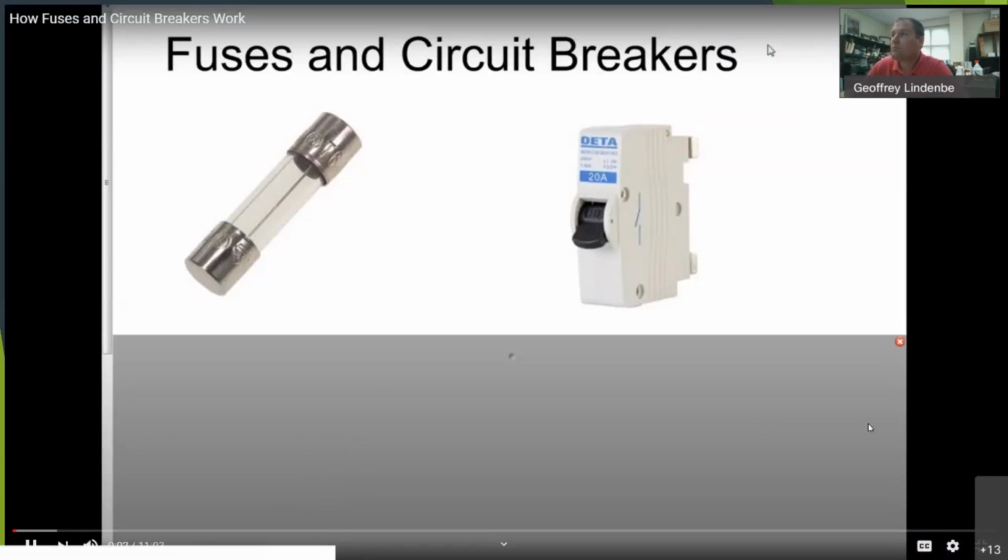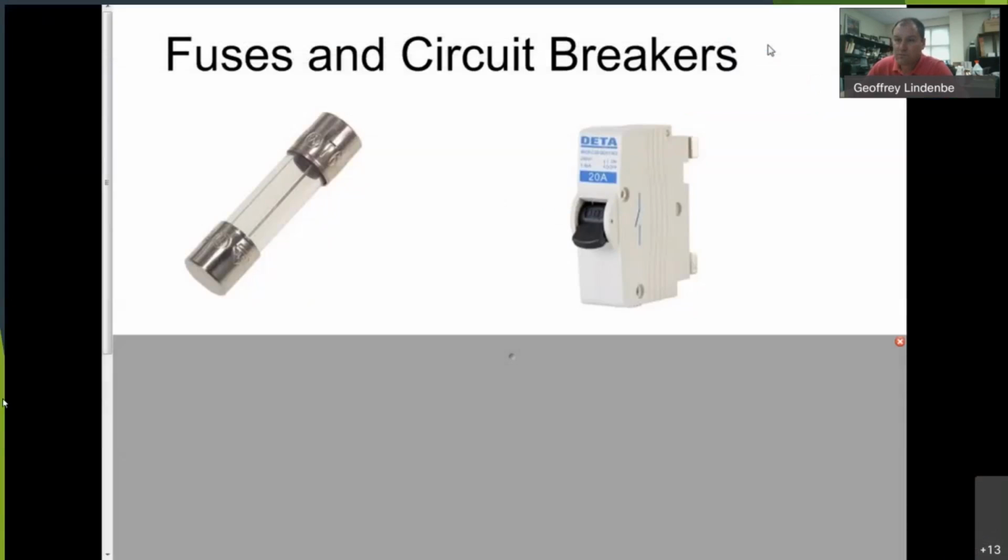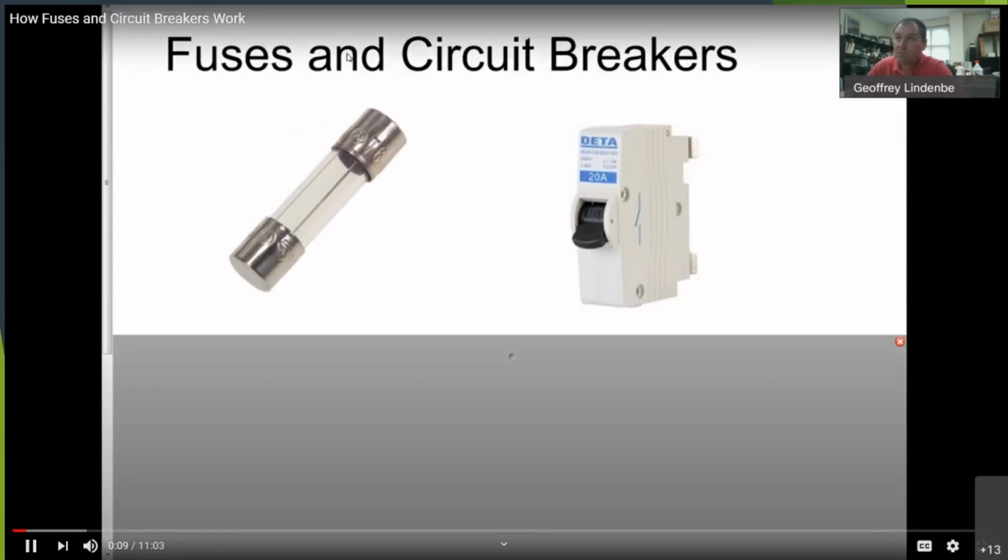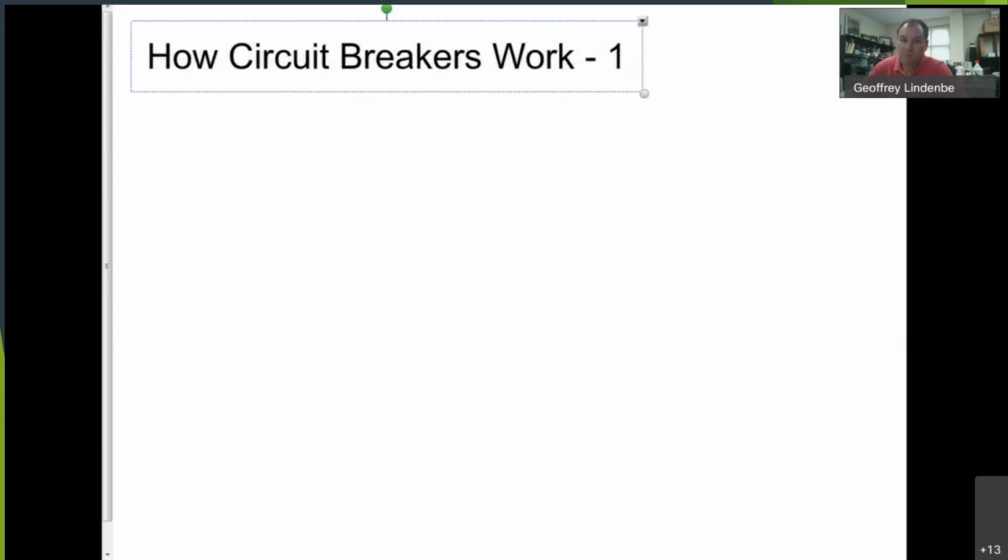Right, this is a quick video about fuses and circuit breakers. This here is a fuse. You might have seen a fuse inside a plug at home. The ones that go in plugs often have the current rating written on the outside of them. How do circuit breakers work? Well, there's different ways. This is the classic one you need to know about.